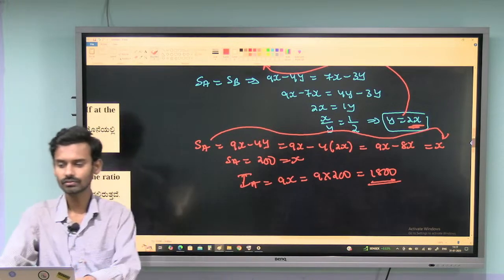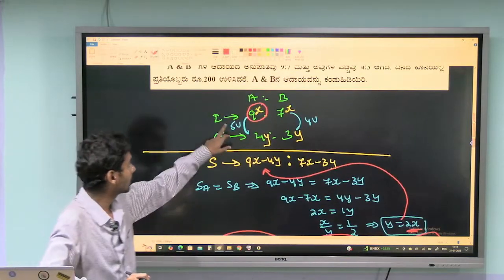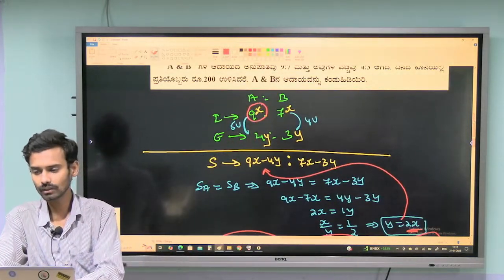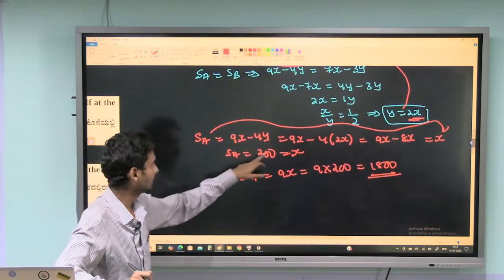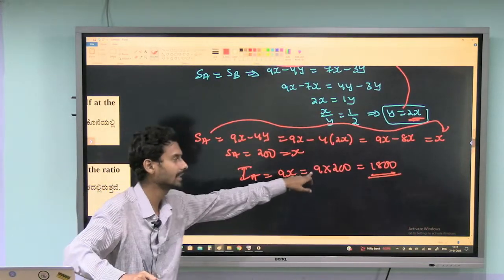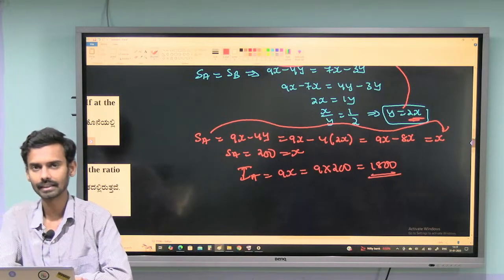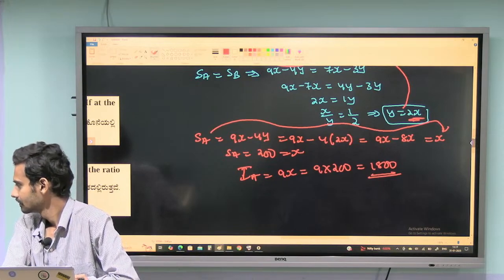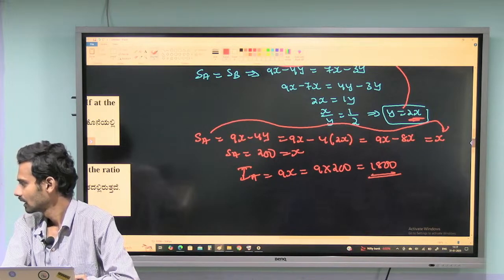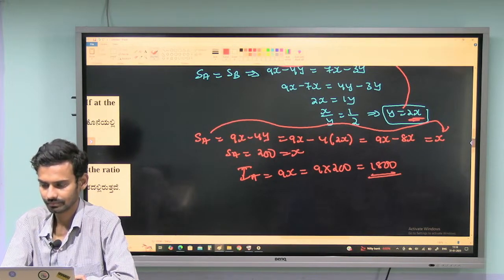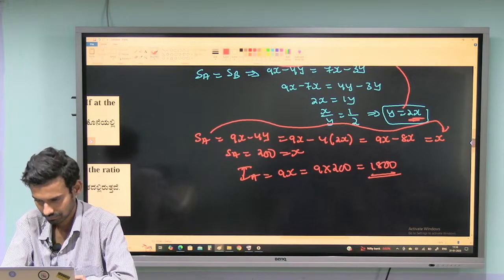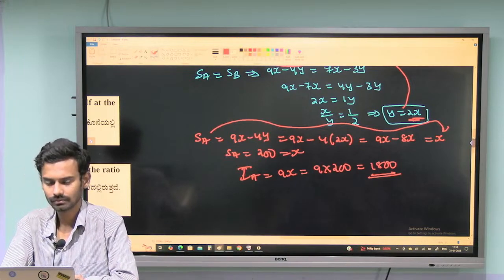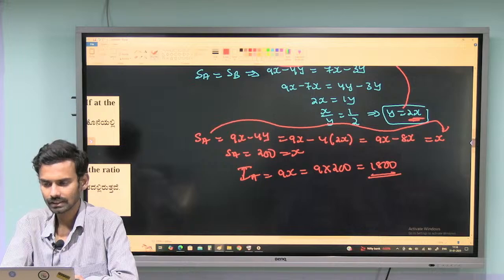Now the question is asking for income of A. Income of A according to ratio is 9x, and at the end I got x value as 200. So income of A is 9x, which is 9 into 200. So it will be 1800. Clear with this? Any doubt? Can I take up a similar question now?